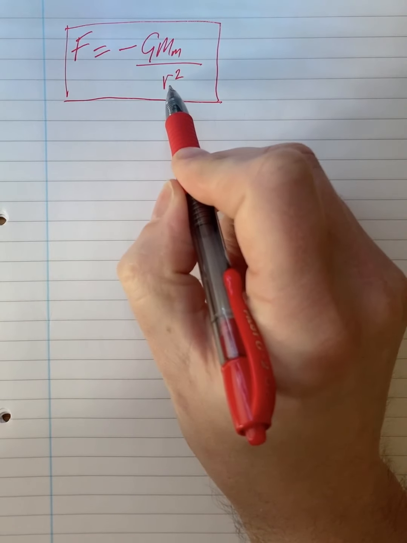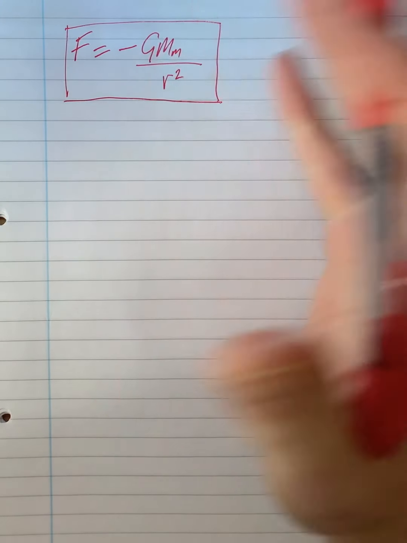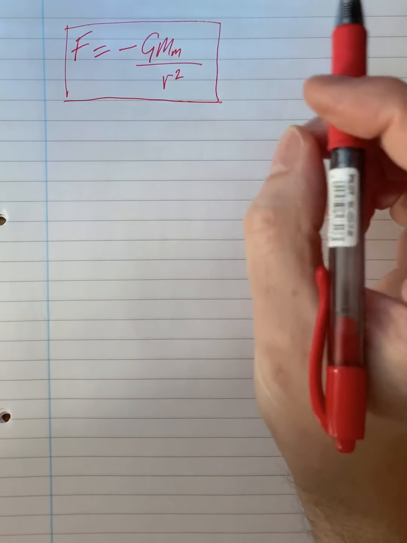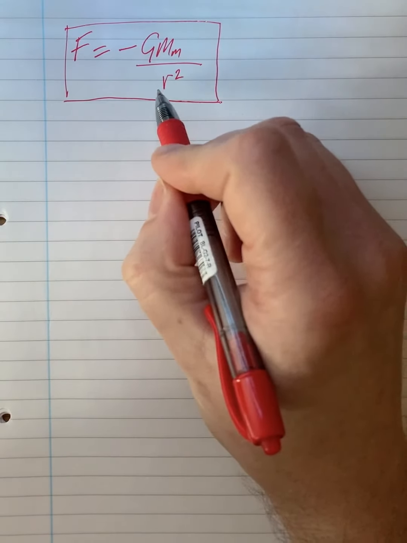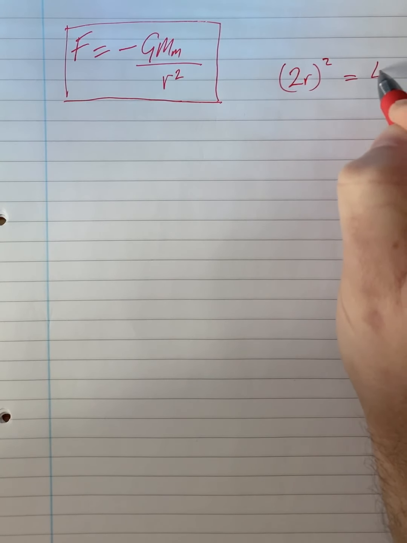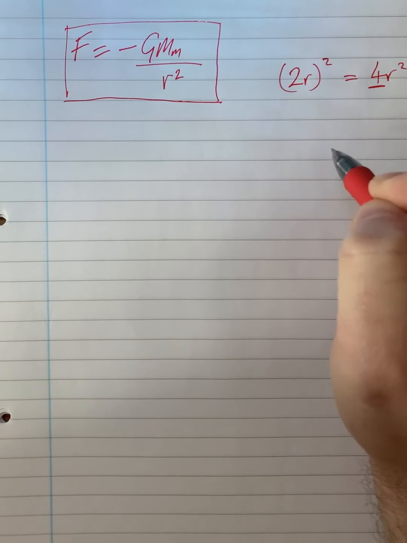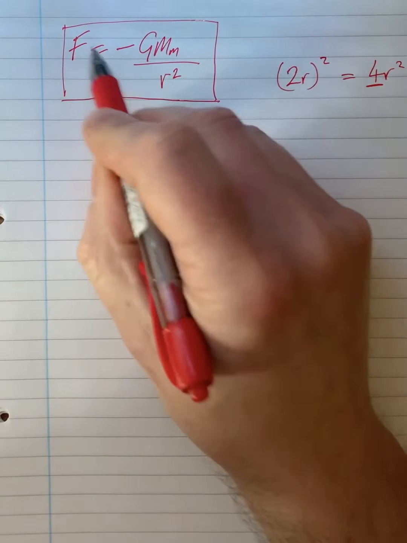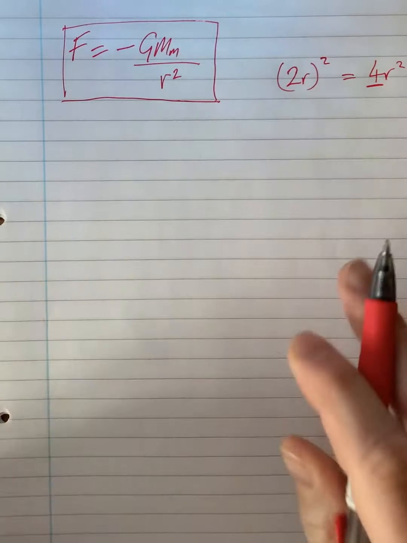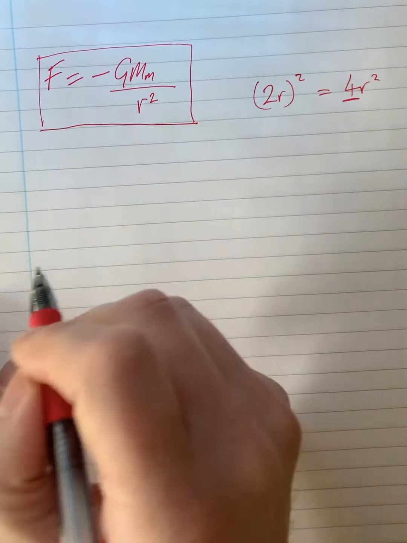As I said before, if you double the distance between the two masses, it doesn't just halve the force, it makes it 4 times smaller, because 2r all squared is 4r squared, 4 times smaller. Remember, inversely proportional, so the force is divided by 4 times as much. Right, so we know that.